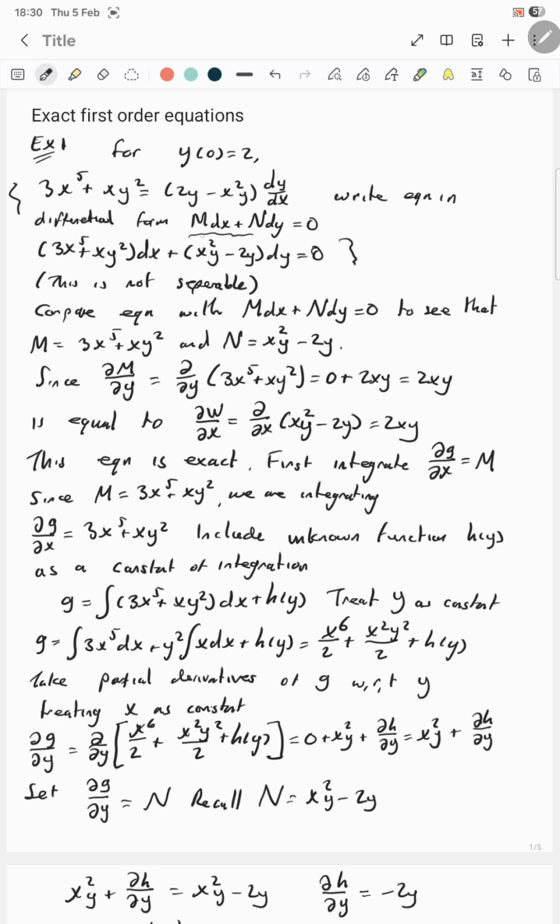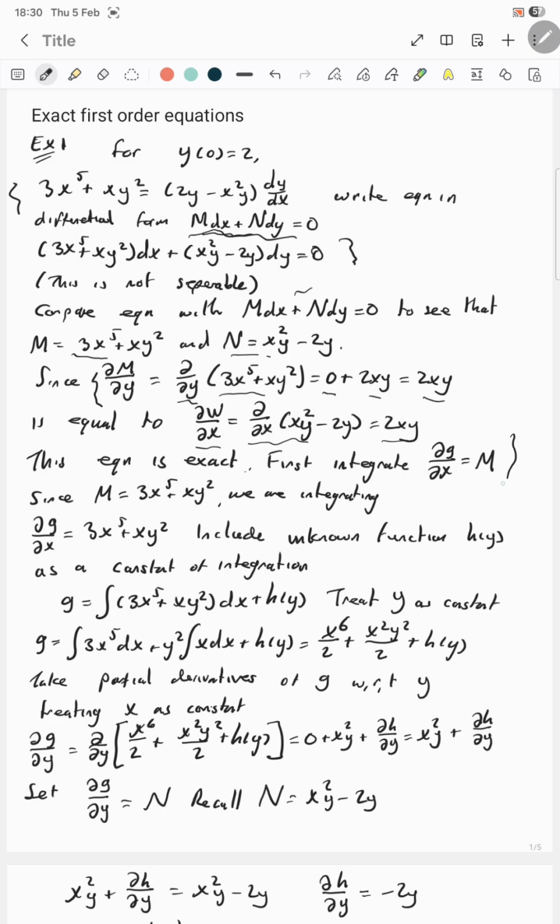Now, because this is not separable, we need to write it in a kind of ansatz to get the solution. So if we write it in this form here, we're plugging in these values, we'll see that M equals this, N equals this. Now, since dM by dy equals d by dy of this equals 0 plus 2xy, which is equal to dN by dx equals 2xy, this equation is exact.